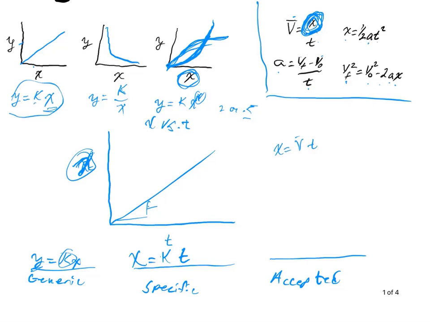And notice that when it's in this form, that's essentially the same thing as our specific equation here. So x is equal to v bar multiplied by t. So that is our accepted equation. And it shows us that the significance of this slope, the slope of that line, corresponds with v bar.